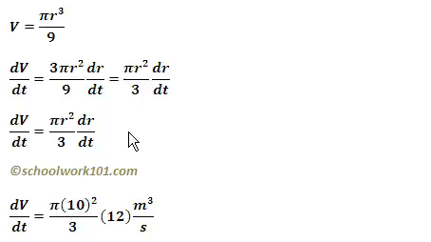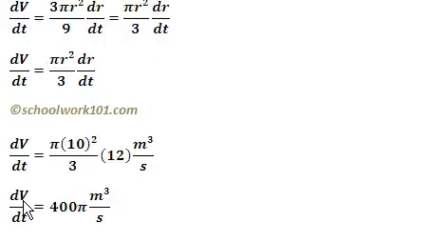And then what we're going to do is just go ahead and plug in everything that they give us, right? So they gave us r, which was 10, and dr over dt, which was 12. And then we need to simplify that down. And we end up with dV over dt is 400 pi cubic meters per second.